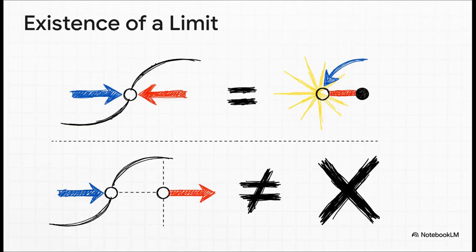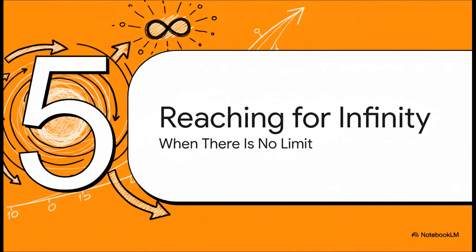And this right here leads us to the single most important rule about limits. Seriously, for a general two-sided limit to exist, one condition is absolutely non-negotiable. The limit from the left and the limit from the right must both exist, and they have to be equal. If the paths lead to different places, the overall limit simply does not exist. Period.